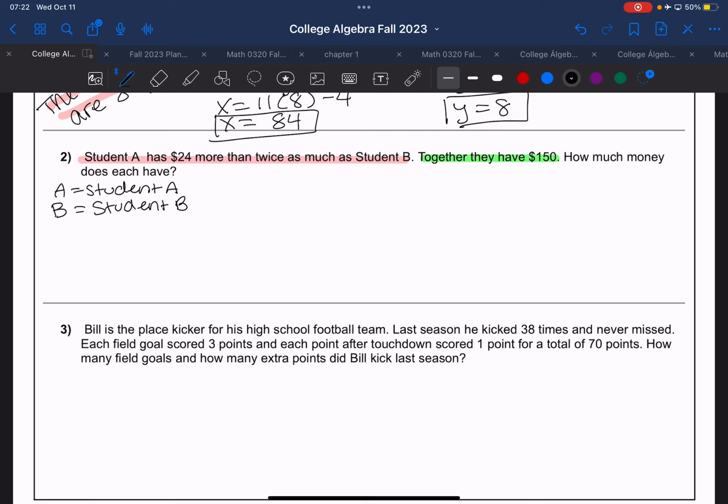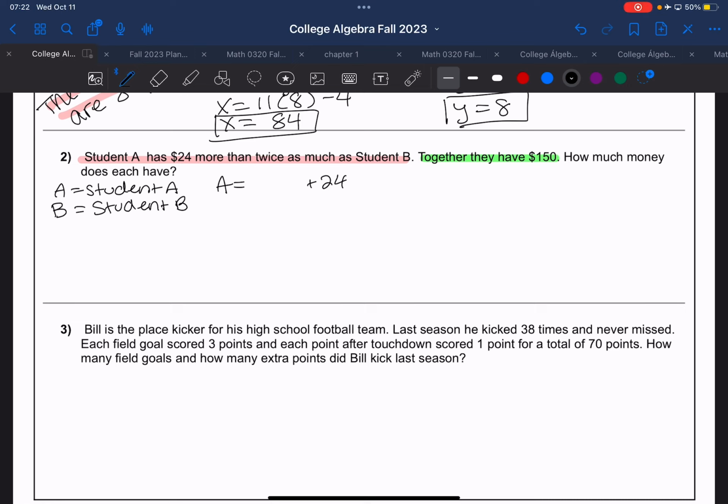So how would we write that part of the equation? Student A has. A equals. And then we see 24 more than. Remember, if we see more than or less than, that's going to go where? Last. So 24 more than means what? Plus 24. Remember, it goes last, so I'm just going to leave a gap there.